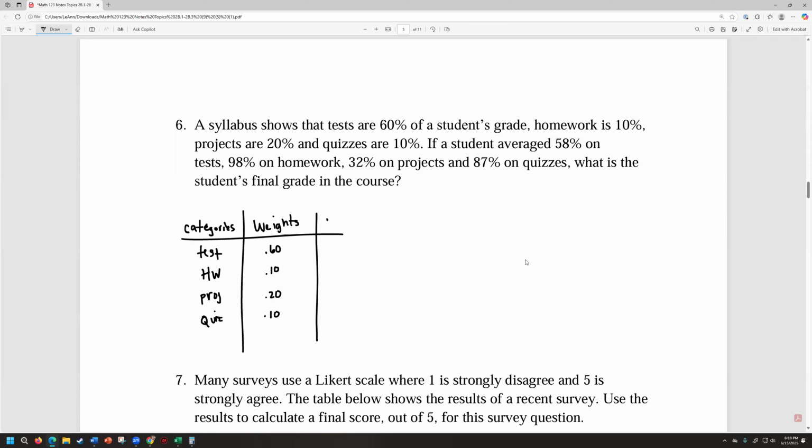Now we have our category averages. Everyone gets these weights. The whole class is held to this system of weights, but we have a specific student, and this is their grade. So they got 58%.